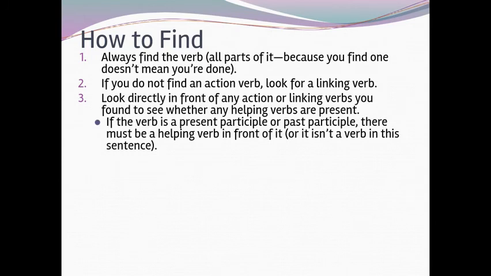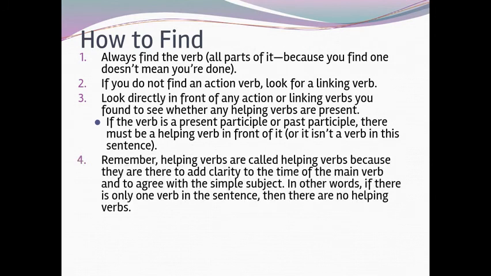If the verb is a present participle, that's the ing, or the past participle, the ed or en, there must be a helping verb in front of it, or it's not going to be a verb in the sentence. It can do a different job. You can say the window was broken or talk about the broken window. So it's possible for those words to be a different part of speech than a verb, even though they're ing or en or ed.